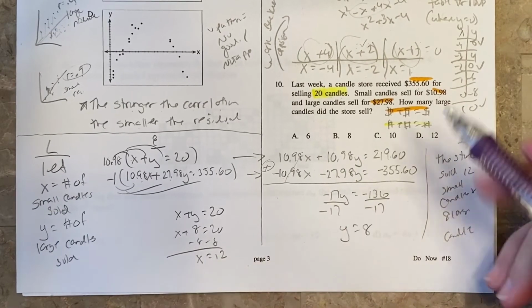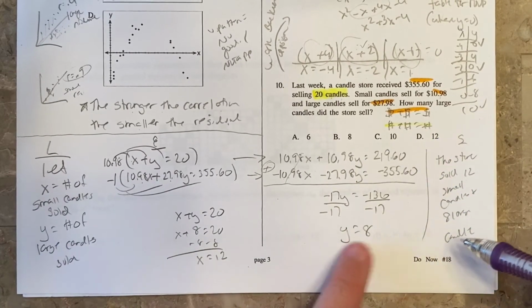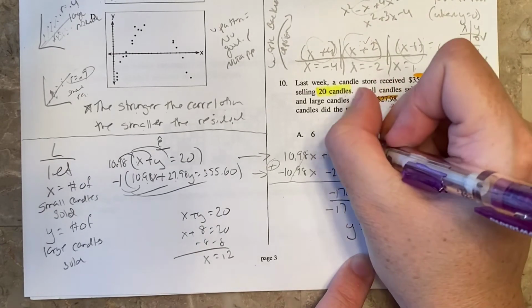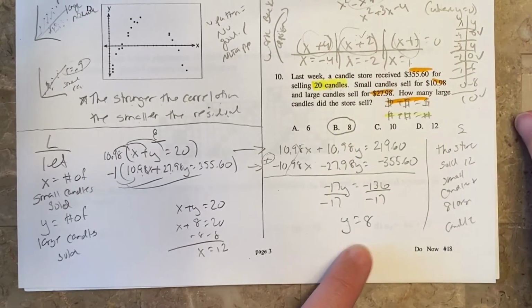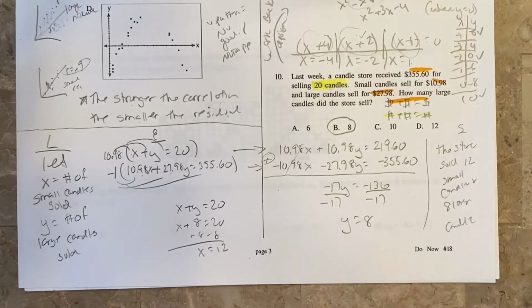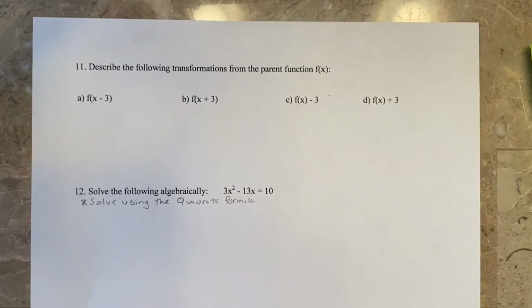Now this one was multiple choice. It just wanted the large. So we actually could have just stopped right here. But number 10 is B. All right, hopefully that LES&C wasn't too bad. All right, last page, almost done.